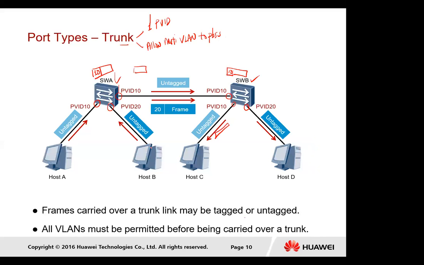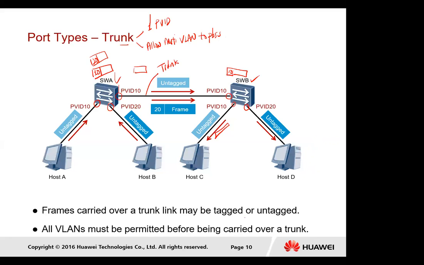But when host B sends a frame going to the switch, we found that this is untagged. So when the switch receives this, I will receive it with VLAN 20. Okay? I will tag based on PVID. When I'm going out, this link is a trunk.